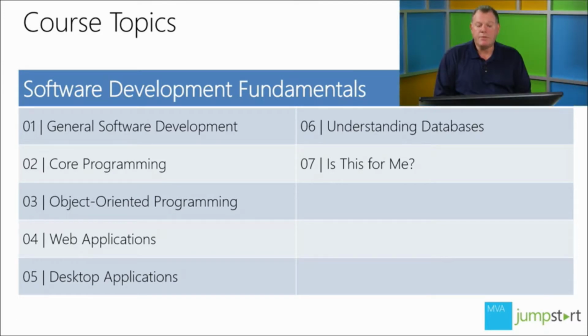The thing that's interesting about the way software development has changed over the years is folks now start looking more at trying to model real-world objects in the code that they're writing, and object-oriented programming gives us the ability to do that. So we'll take a look at how we can model those real-world objects, and how object-oriented programming plays a very important part in what you'll do as a software developer.